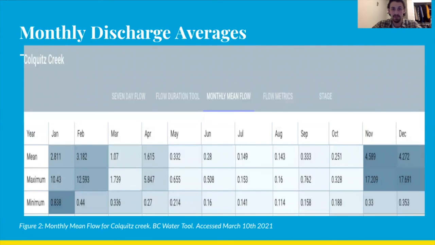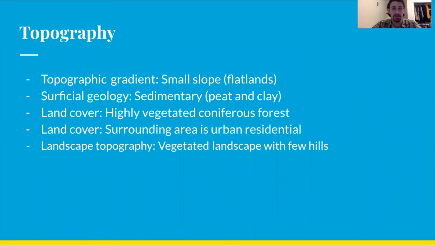In terms of discharge, the average discharge of the river is 1.7 meters cubed per second annually, but it varies quite a bit monthly, with August being the lowest month and November being the highest month of discharge, most likely linked to the precipitation. The topography of the area has a gradual small slope, so it's pretty flat land. The superficial geology is very sedimentary, so when you see the erosion on the riverbanks, there's a lot of peat and clay.